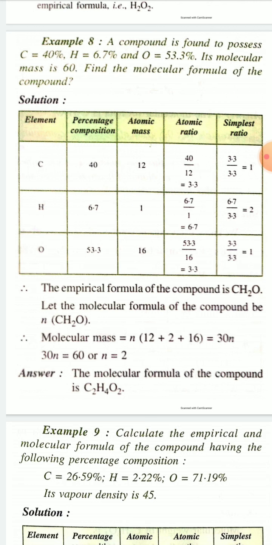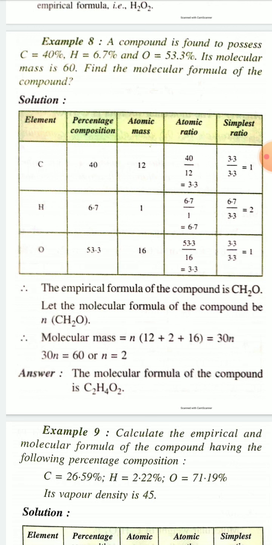Okay, so atomic ratio of carbon is 40 divided by 12, that is 3.3. Atomic ratio of hydrogen is 6.7 divided by 1, so atomic ratio of hydrogen becomes 6.7. And atomic ratio of oxygen becomes 53.3 divided by 16, that is 3.3.